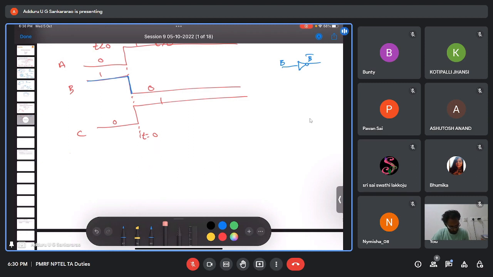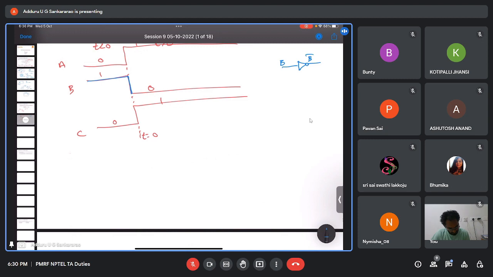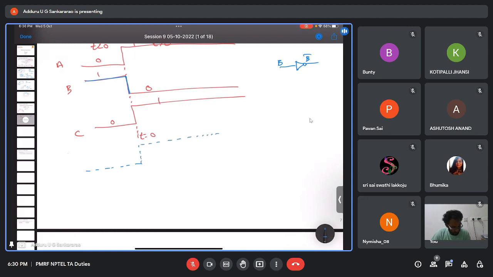It should change from 0 to 1, right? B bar should change from 0 to 1, because when B is 1, B bar is 0, and when B is 0, B bar is 1. So this is B bar. Ideally it should be like this, right? When B is 1, B bar is 0, and when B is 0, B bar is 1.